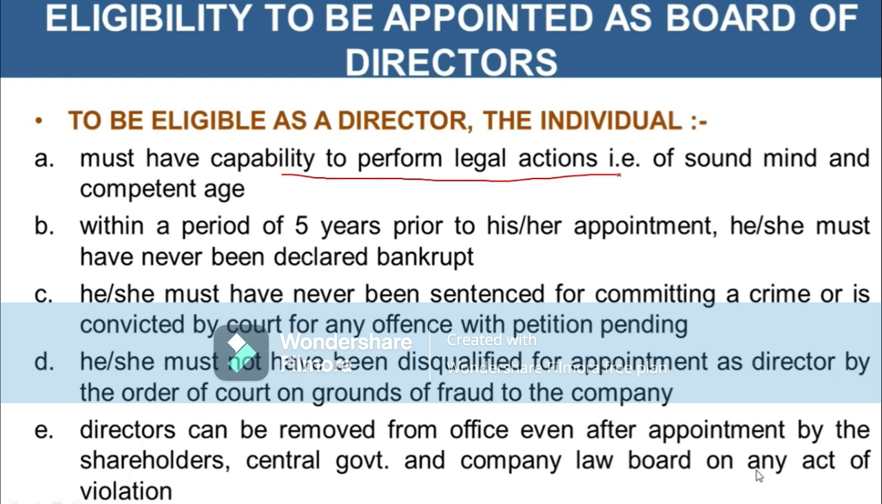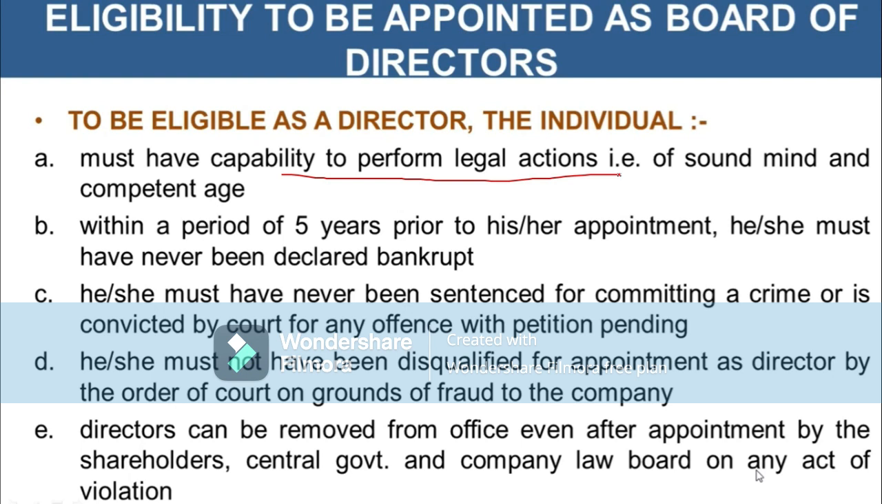So definitely, in order to take different decisions regarding financial aspects or legal aspects, any aspects, he should be of sound mind and competent age. Why? Because they decide the company's future goals and priorities. Or else they will check the external marketing conditions, they will monitor the performance of the employees, setting of budgets for the company's operations.